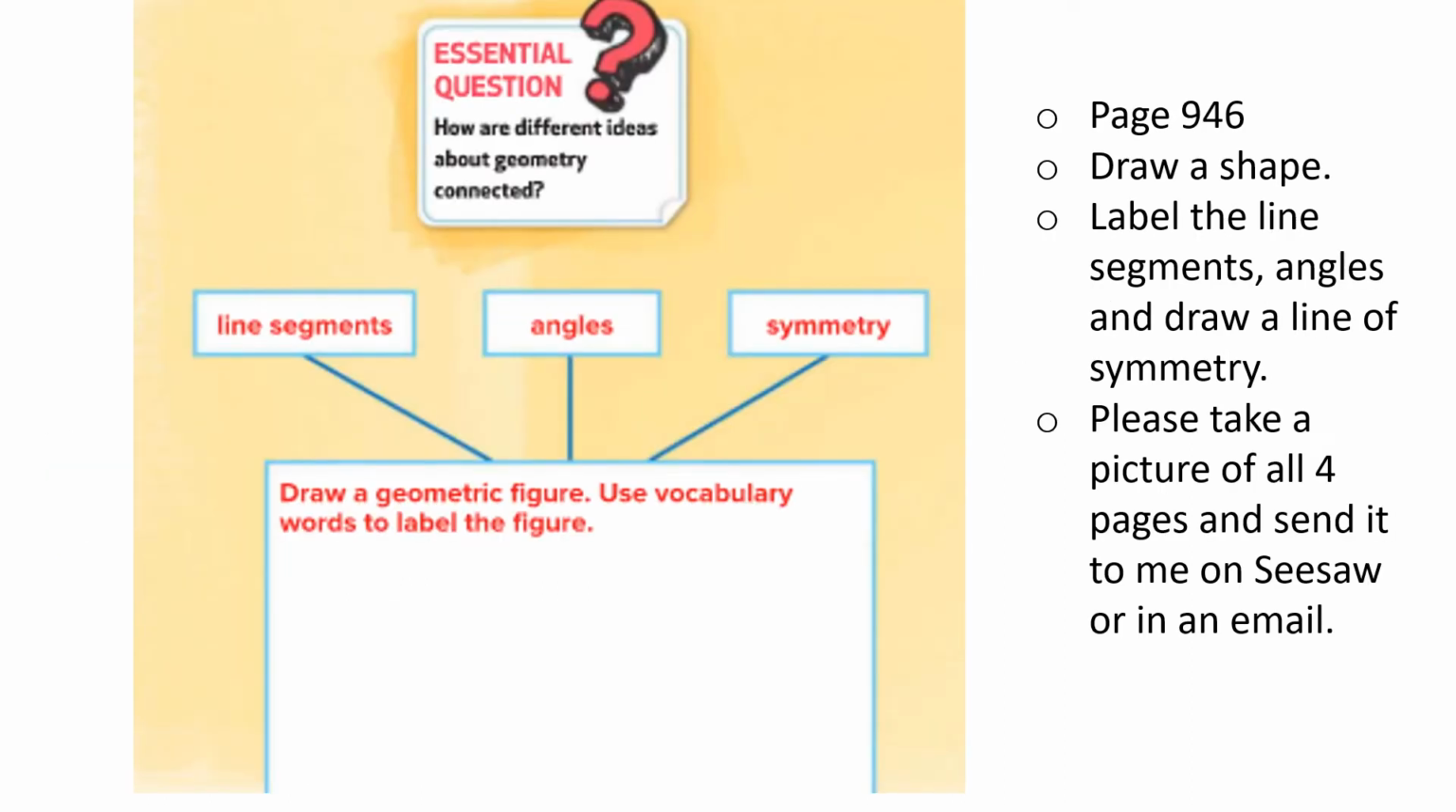And then the last page of the review we usually do together also, but I think you can do this. All they want you to do is to draw a shape and then label where are the line segments in this shape, where are the angles, and does your shape have a line of symmetry? So please, when you are done, take a picture of all 4 pages and send it to me.